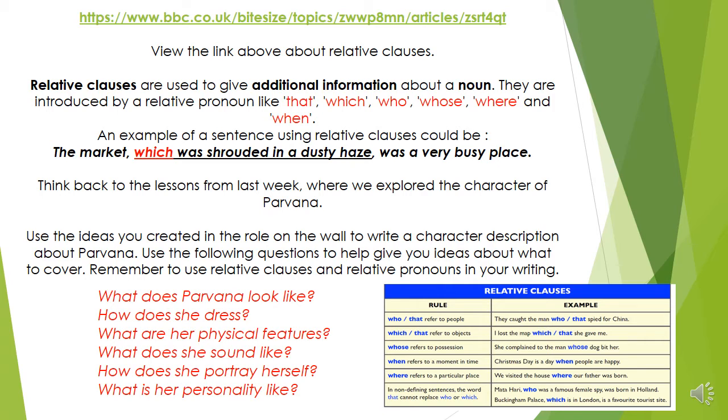So, as you can see, I've highlighted in red the relative pronoun. The relative pronoun is the pronoun you would use to start your relative clause, and I've chosen to use the one which. And then you add in your extra information. So the market, which was shrouded in a dusty haze, was a very busy place. And I've used commas around that piece of the sentence because that is our relative clause. And like I said at the start, if we take that out, the sentence still makes sense on its own. And if we put it in, it's giving us extra information about the market.